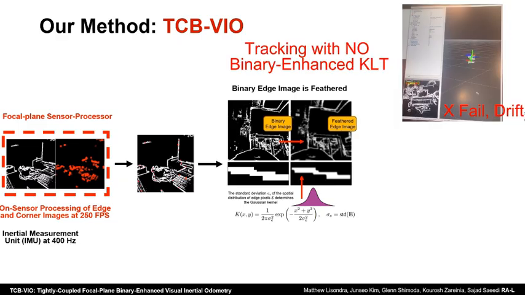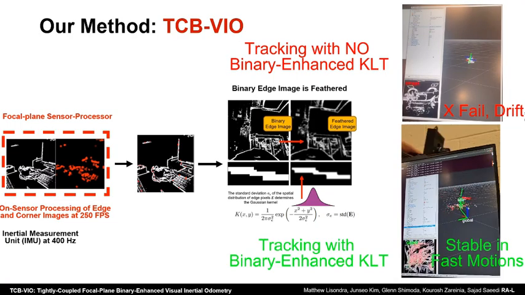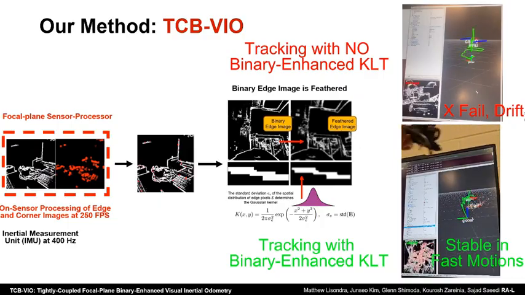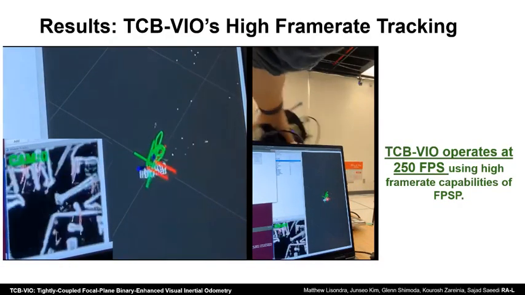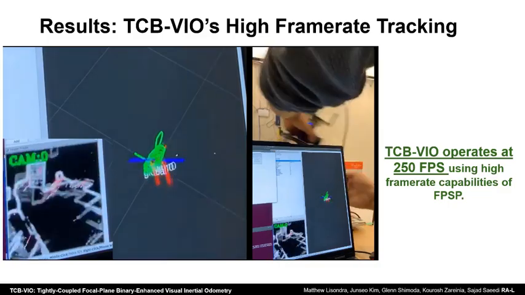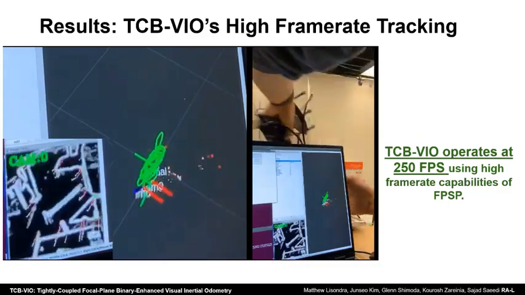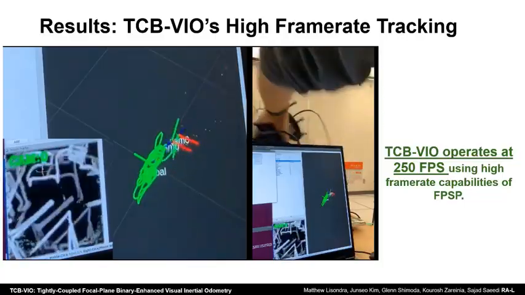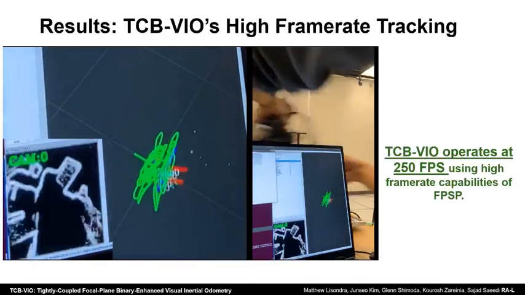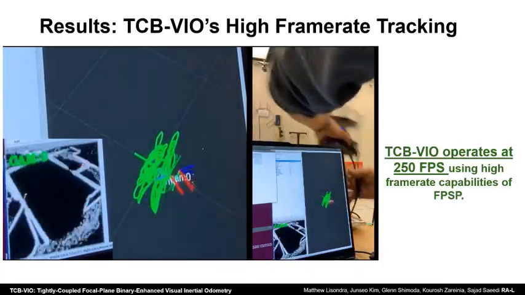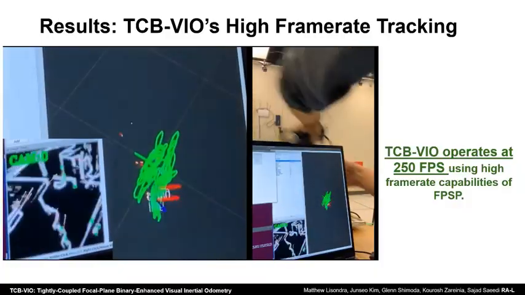You can see here that tracking with no binary enhanced KLT shows that we fail in drift and high frame rate motions at the top. And at the bottom, when we deal with our binary enhanced KLT, it's very stable. And so with our binary enhanced KLT, you can see that our TCB-VIO deals with high frame rate tracking that operates at 250 frames per second, utilizing the on-sensor processing capabilities of the SCAMP-5 FPSP.